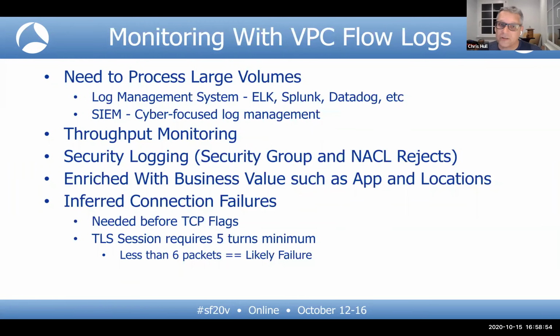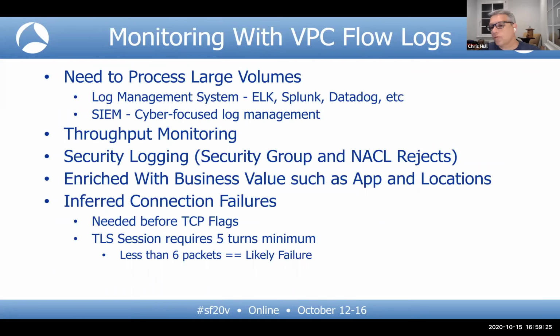VPC flow logs, hard to deal with. That's huge volumes. Yes, so you need a log management system. Yes, they are captured and stored. You can look at them manually on each individual instance, but you really need to be processing them through a log management system like ELK. That's your Elasticsearch, Logstash, Kibana, Splunk, Datadog, or a SIEM if you're on the cyber side.